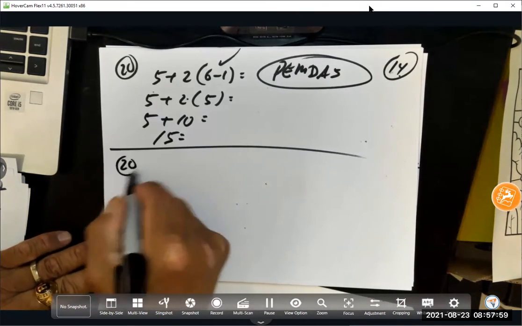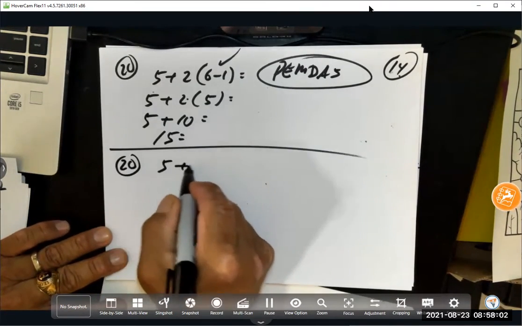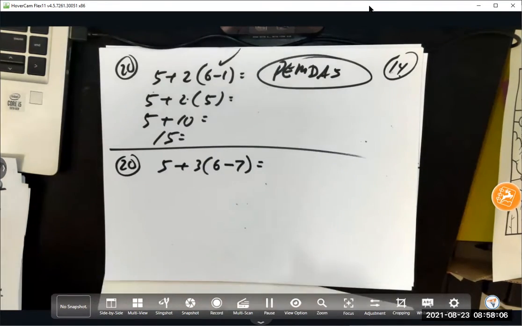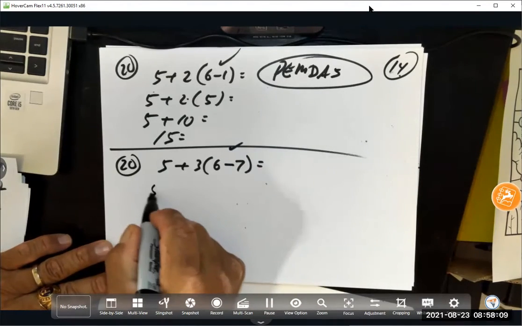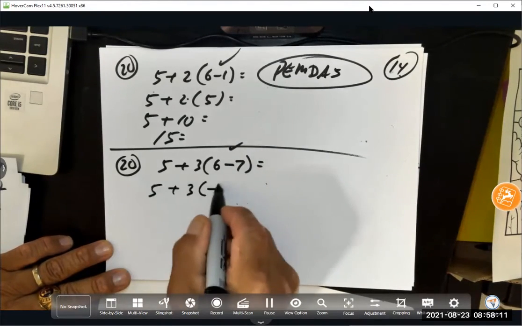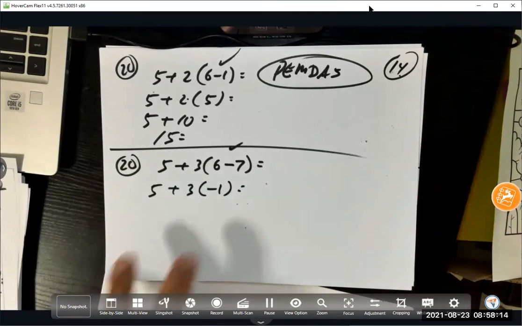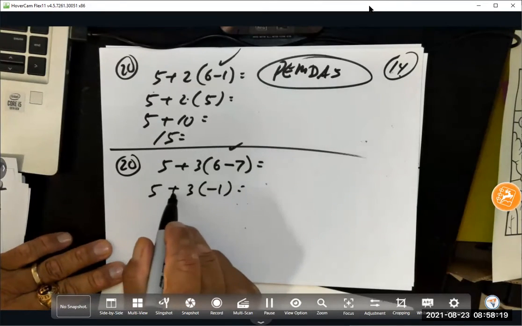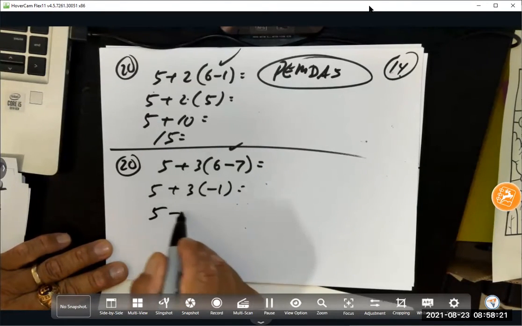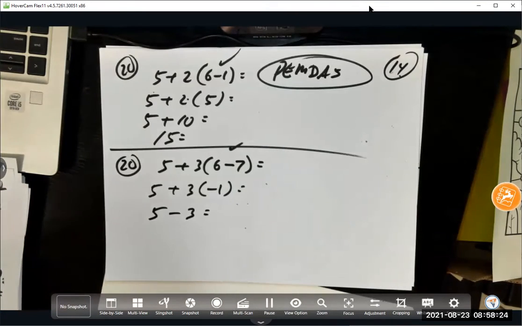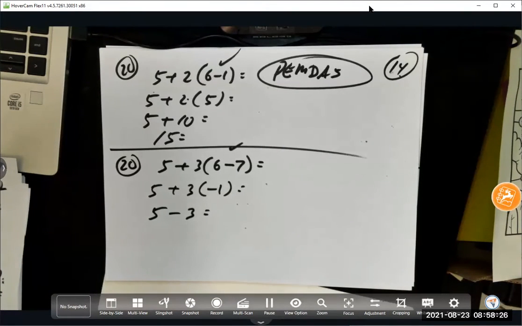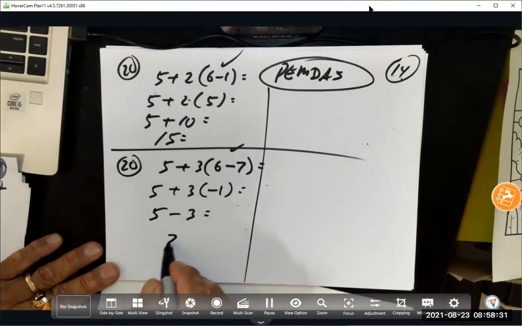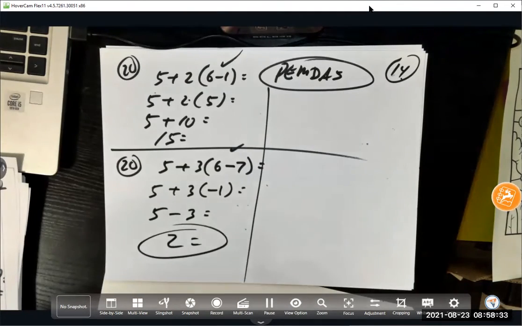Okay. We're doing another one like this. Same thing, it's going to change the numbers. So 5 plus 3 times 6 minus 7. All right. So I do the parentheses stuff first. So 5 plus 3 times negative 1. So now I need to do multiplication first. So we're going to have positive times a negative. It looks like it's going to be a negative. Is everybody okay right there? And then put them together. What do you get? 2.